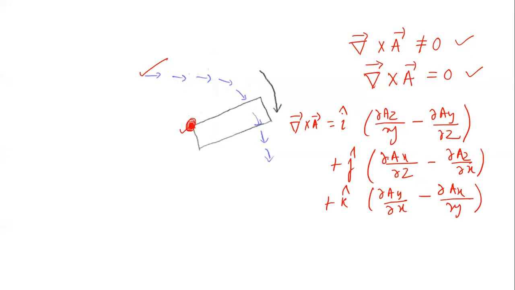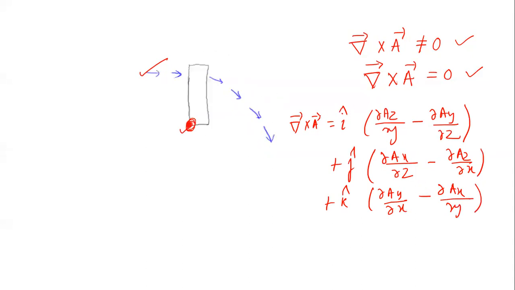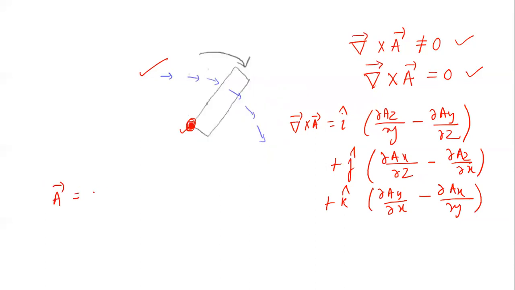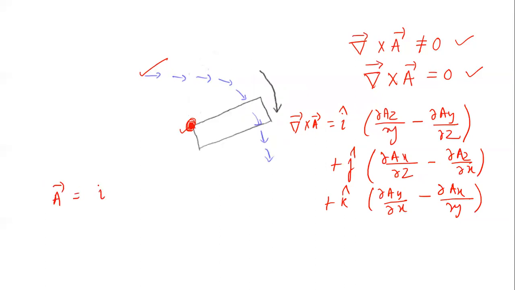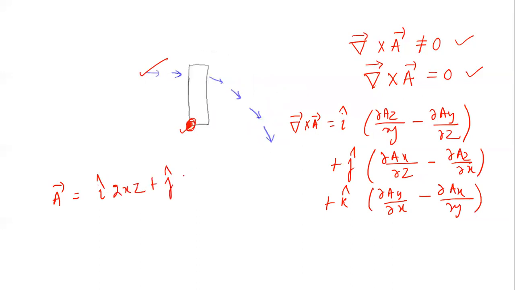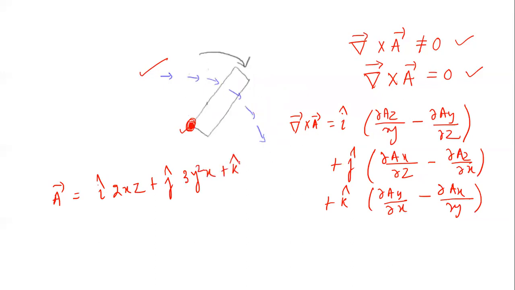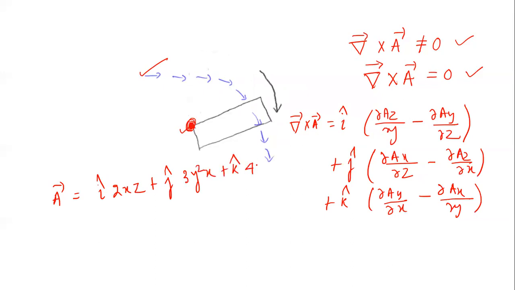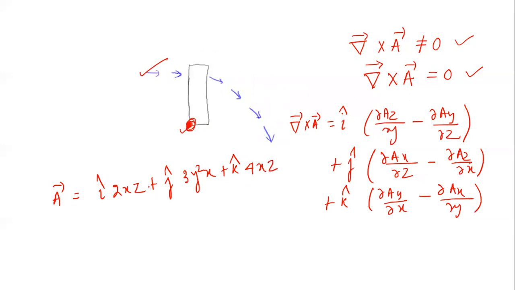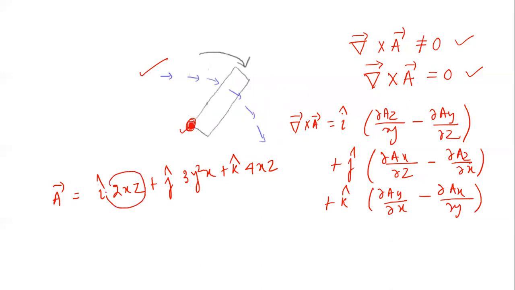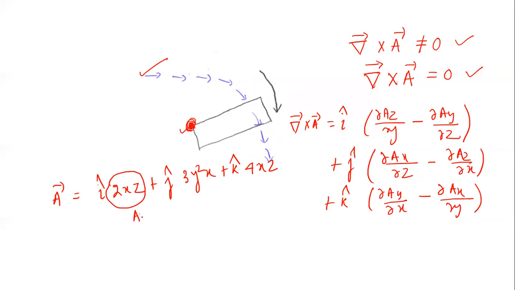So you take this function, you write this vector a, whatever the vector a is. Suppose I'm just randomly writing it as i cap 2xz plus j cap 3y squared x plus k cap 4xz, something like this. Then you just take these values over here. Here, this value is actually the x component.